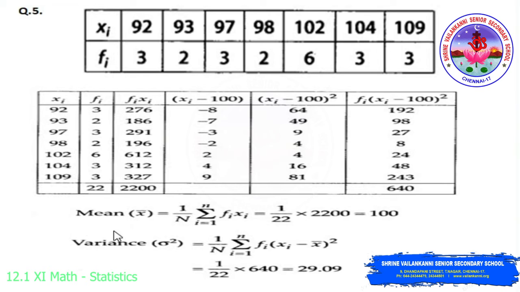The formula to find the variance is sigma square equal to 1 by n summation i equal to 1 to n fi into xi minus x bar whole square. Here it is 640. So 640 by 22 we get 29.09. So variance sigma square equal to 29.09. If we are asked to find the standard deviation, then it is sigma equal to square root of 29.09. We get the standard deviation.